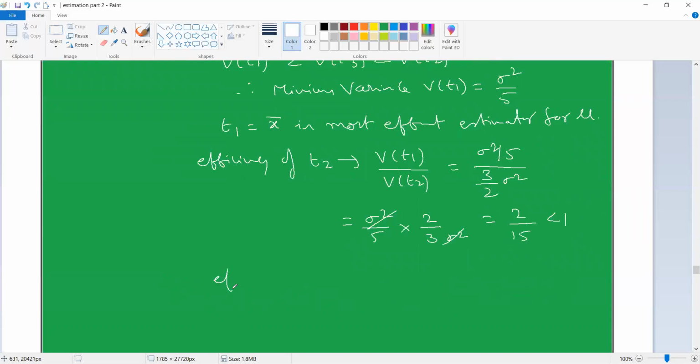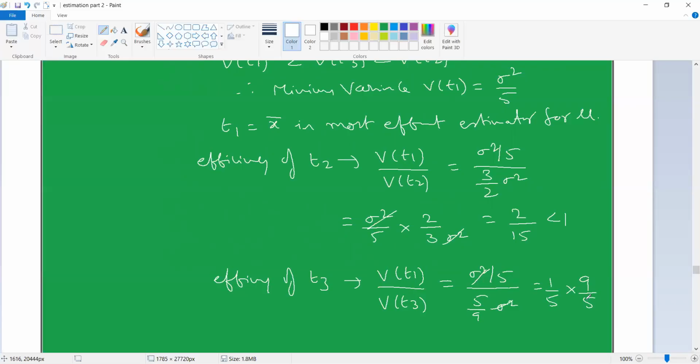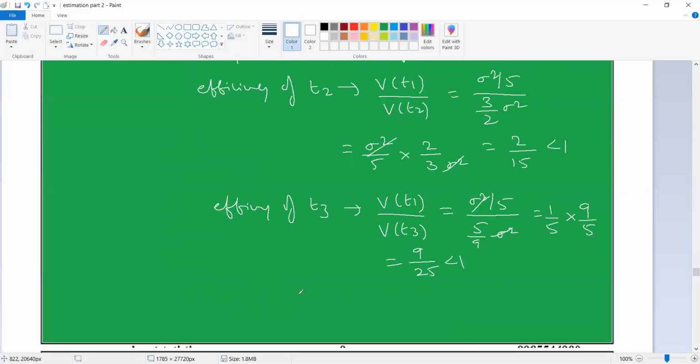Similarly, efficiency of T3: variance of T1 by variance of T3, that is sigma square by 5 over 5 by 9 sigma square. Sigma square is cancelled here. 1 by 5 into 9 by 5, that is 9 by 25, less than 1. That is the efficiency of T3 compared with T1.